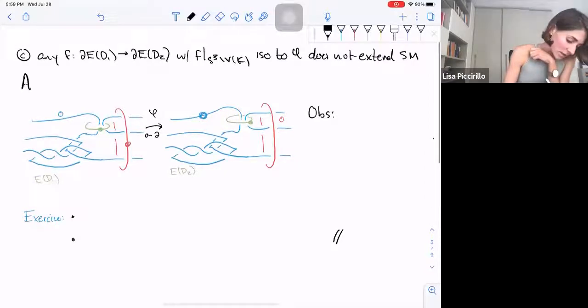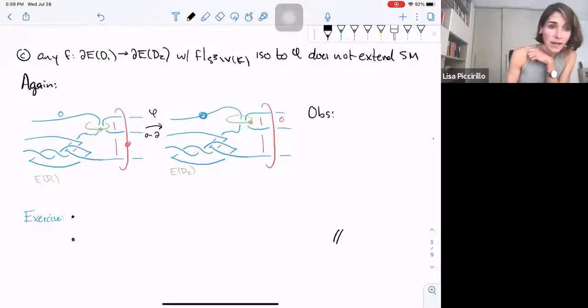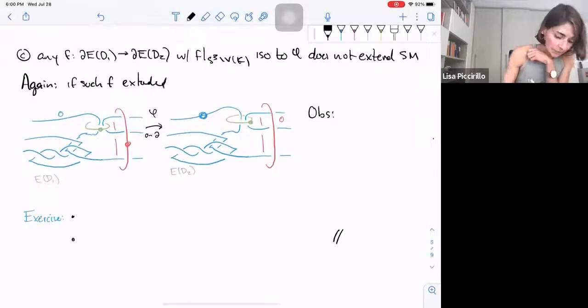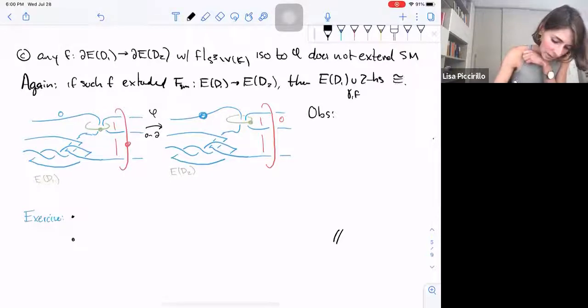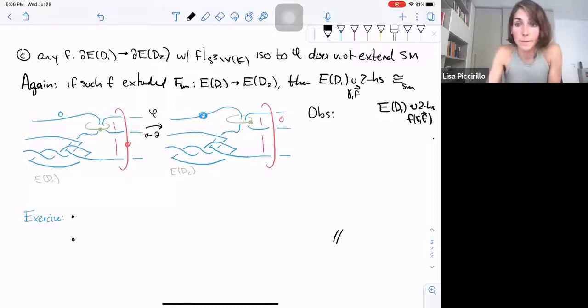So we're going to use the same trick again that we used in the contractible setting. We're going to say that if such an F extended to some diffeomorphism between the exteriors, then those exteriors with some additional two handles glued to them would have to be diffeomorphic, as long as you modify the gluing using F. Okay, so same argument as last time.